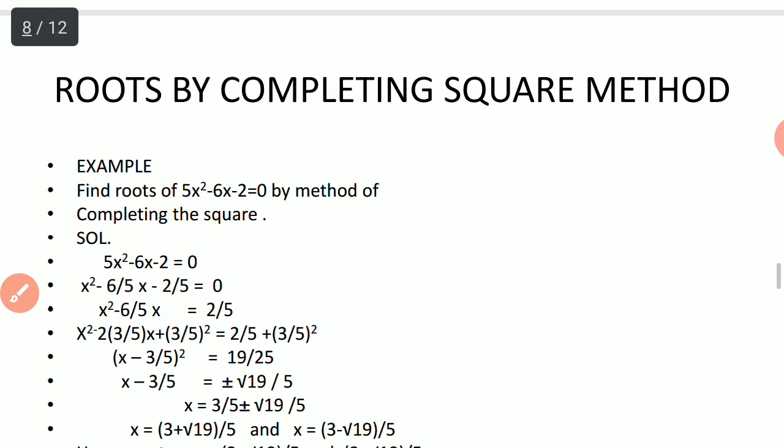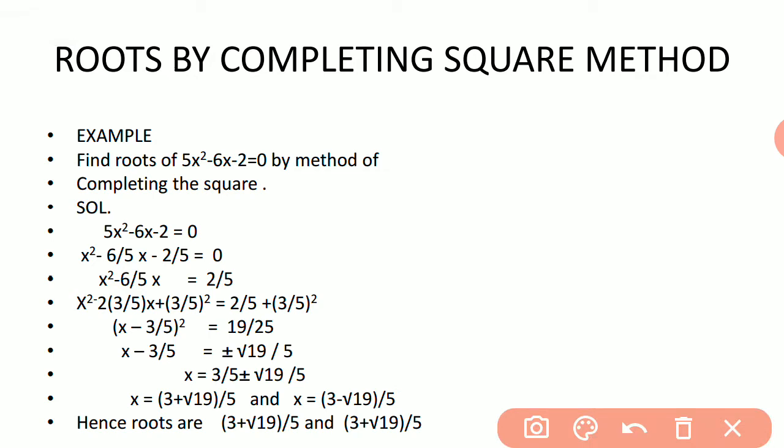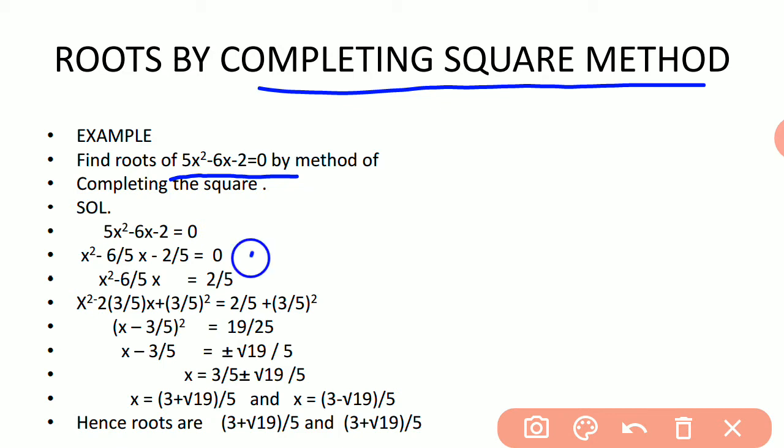Second is roots by completing the square method. For example, find the roots of 5x² - 6x - 2 = 0. Here we will divide this equation by 5. So we will get this term, and then -2/5.